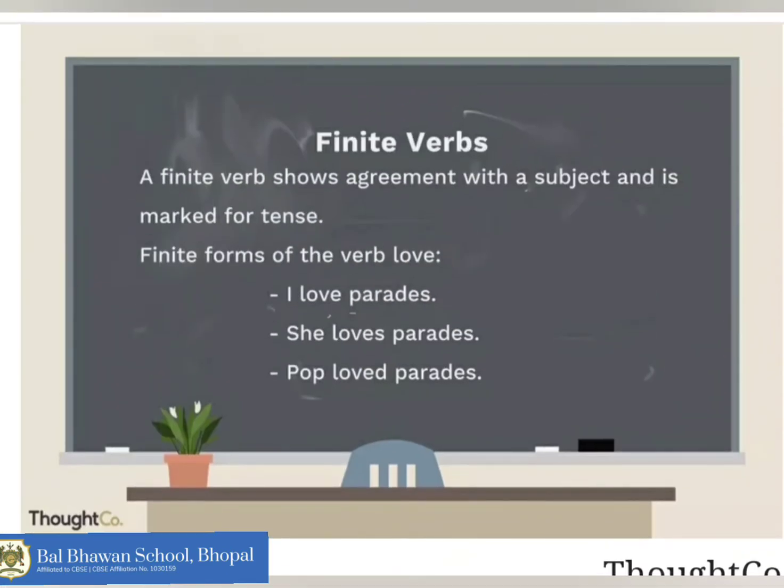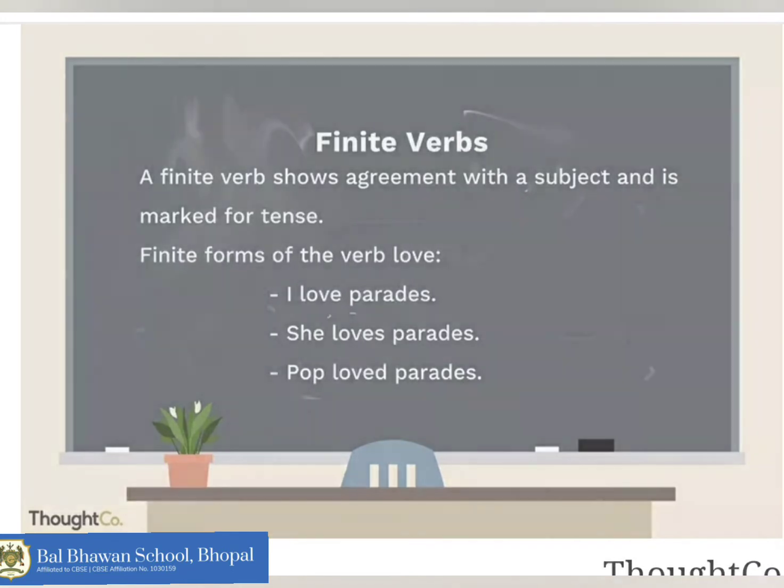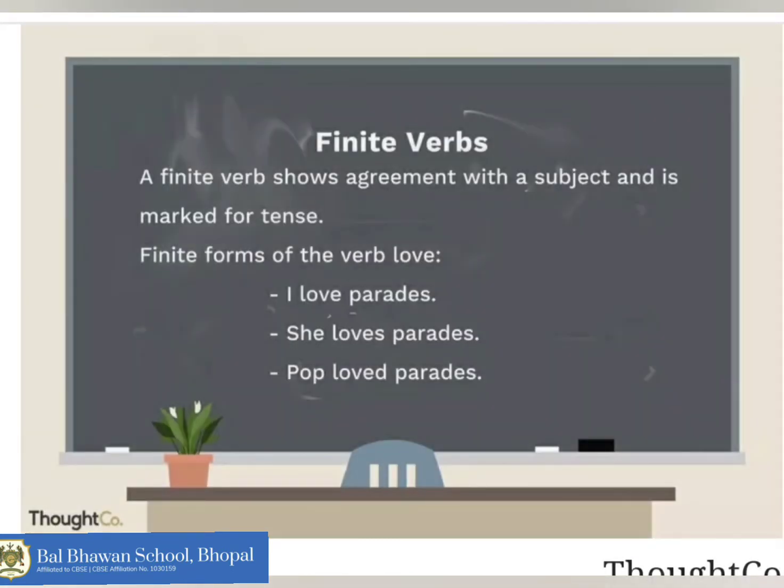A finite verb is a form of a verb that shows agreement with a subject and is marked for tense. Here are some simple examples. Let us see finite form of the verb love. I love parades. She loves parades. Pop loved parades. If we study these sentences, it clearly shows how the word love, which is a verb, changes its form according to the subject of the sentence.